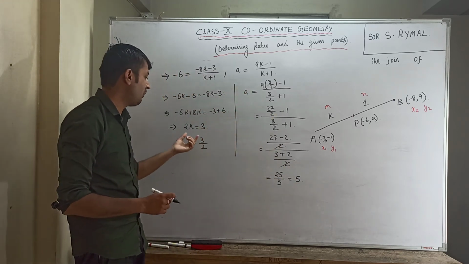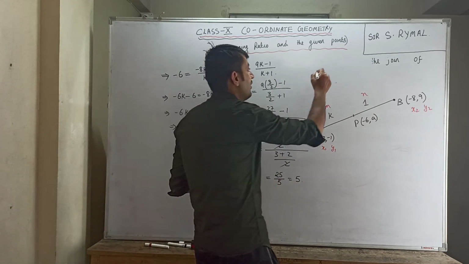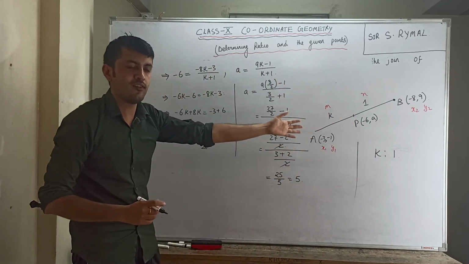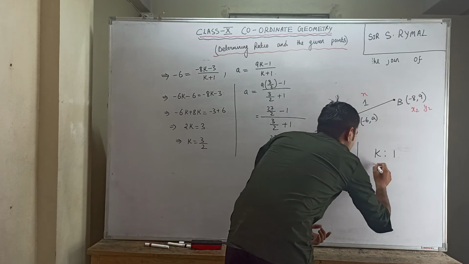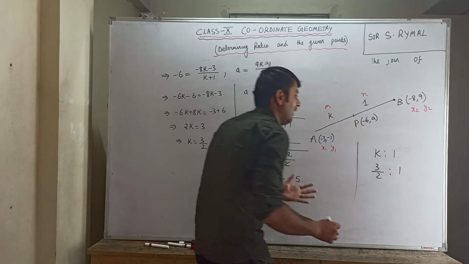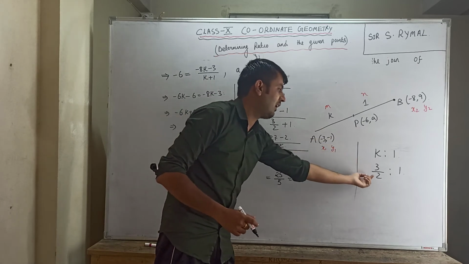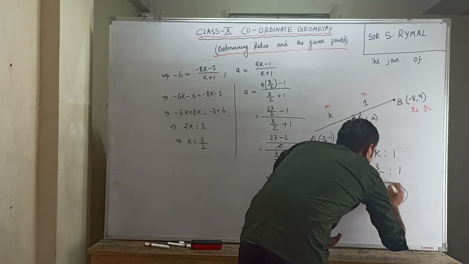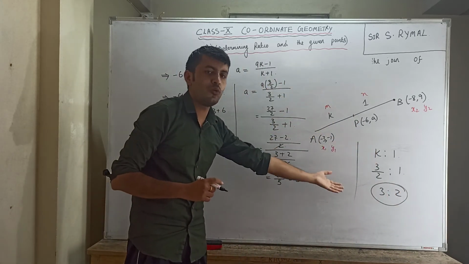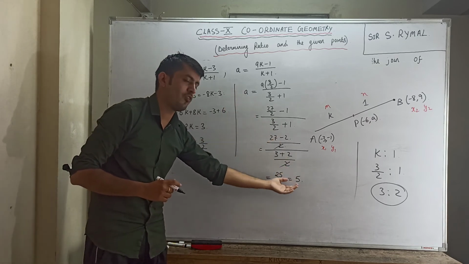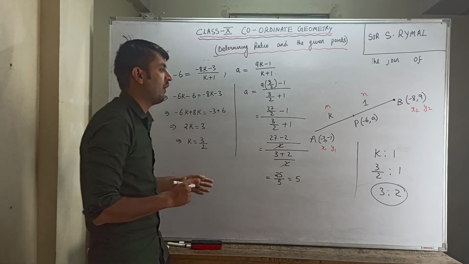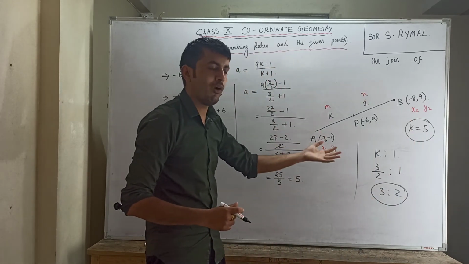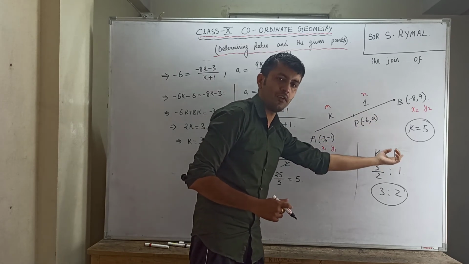And the ratio. Ratio how much you got? 3 by 2. So see, the ratio is what? In general, I have taken the ratio as k is to 1. So in place of k, you put 3 by 2. So 3 by 2 is to 1. Okay? Now what is there in the denominator? 2. Multiply by 2 throughout. So you will get 3 is to 2. So your required ratio is 3 is to 2. And the value of a you already got as 5. Is that okay? Suppose you got the value of k as 5, then what will be the required ratio? 5 is to 1. Okay? That way you can make it.